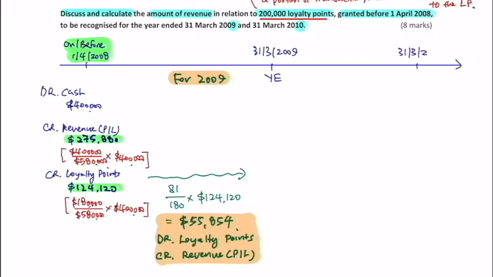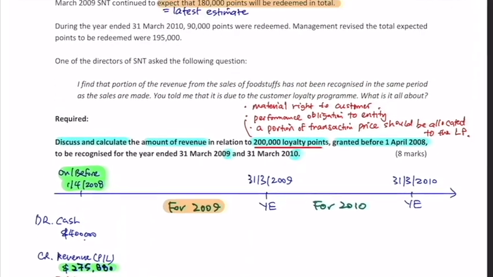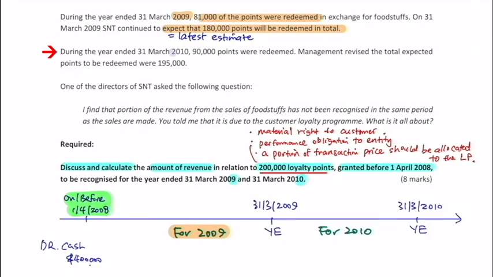31st March 2010, year end. For 2010, go through the process again. The question mentioned that for the year 2010, another 90,000 points were redeemed. Now the management has revised the total estimated points to be redeemed to 195,000. This is the latest estimate.